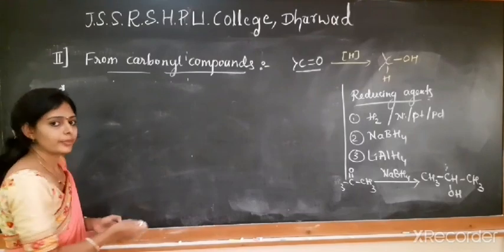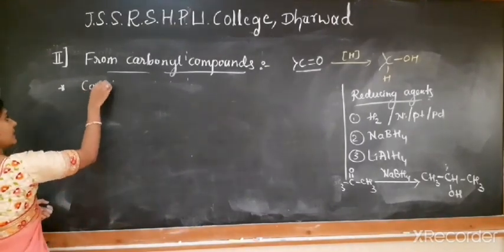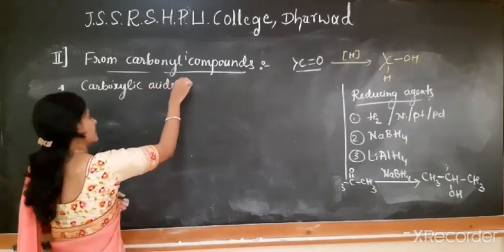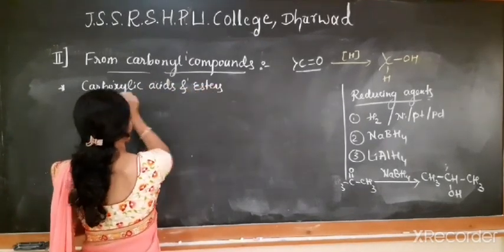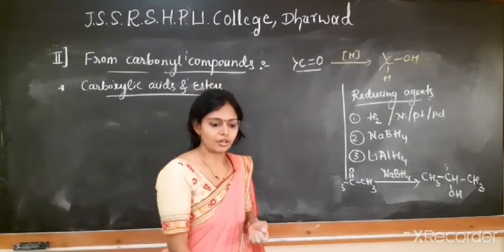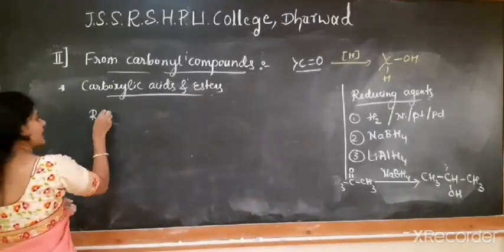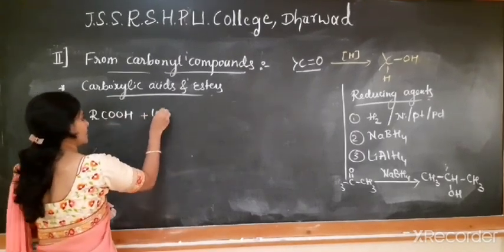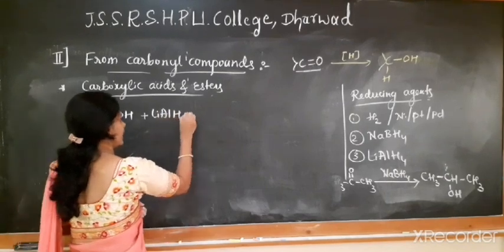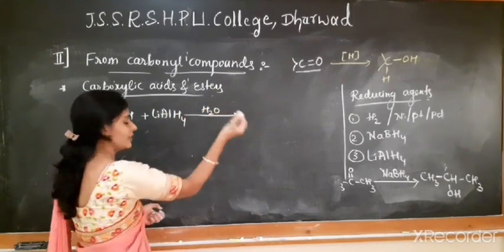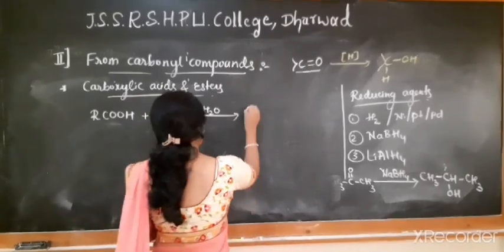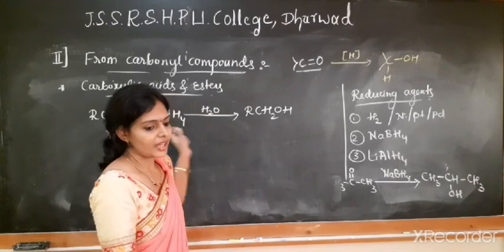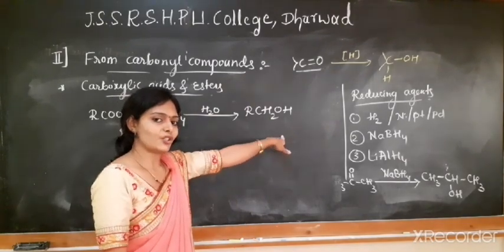The next carbonyl compounds are carboxylic acids and esters. So carboxylic acids and esters on reduction give the respective alcohol. Here we are using lithium aluminium hydride as a reducing agent. When it is treated with lithium aluminium hydride, followed by hydrolysis to get the final stable compound, there is a formation of primary alcohol, RCH2OH. RCOOH is converted to RCH2OH.